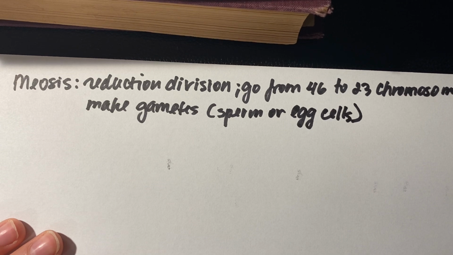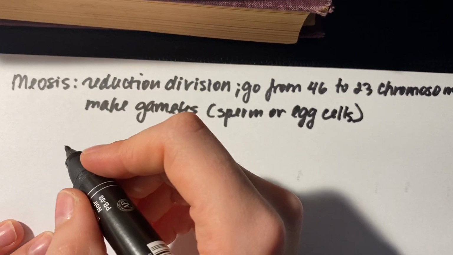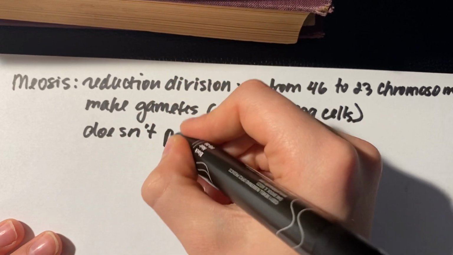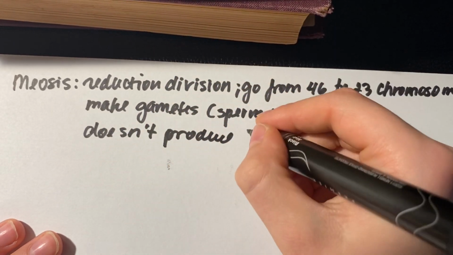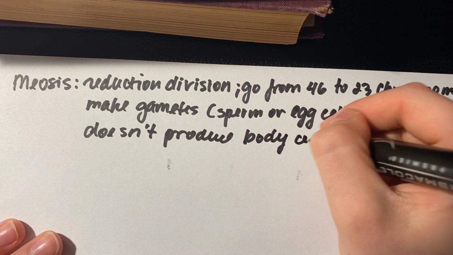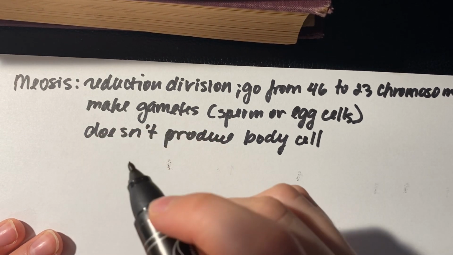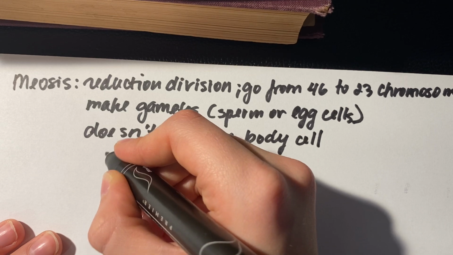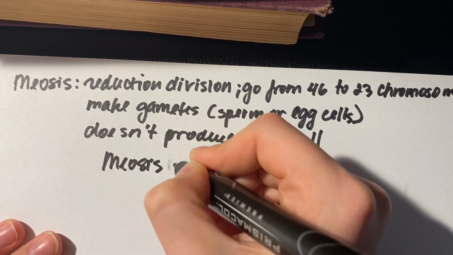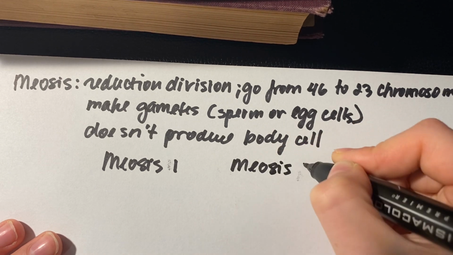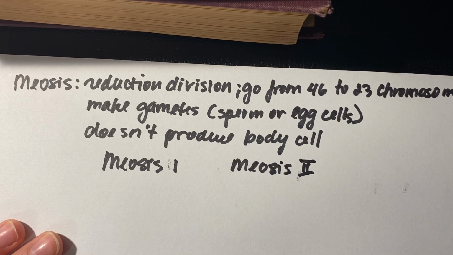One difference between meiosis and mitosis is that meiosis does not produce body cells necessary to replicate and to repair tissue. And there's also two phases. There's meiosis 1 and there's meiosis 2. So here's how it goes.